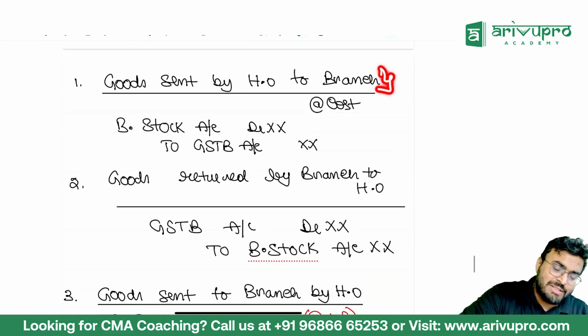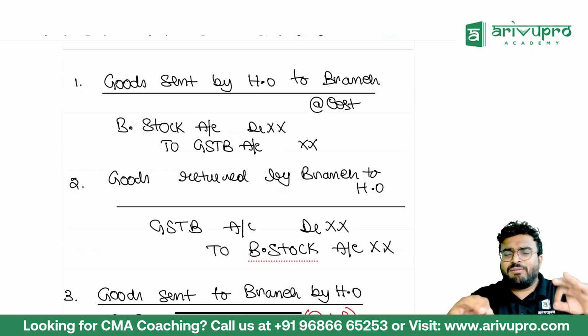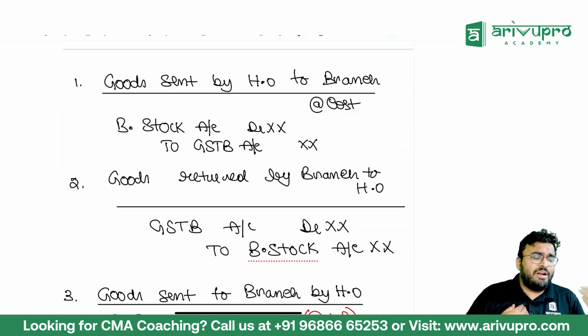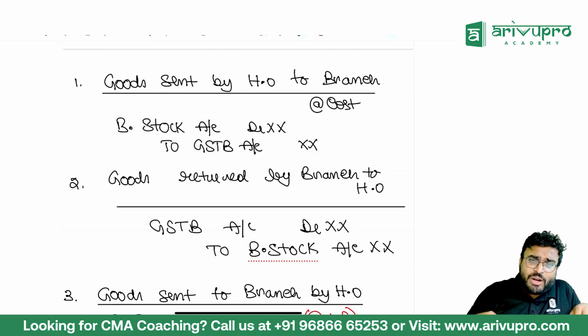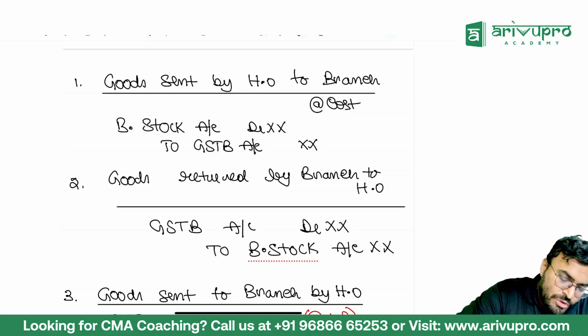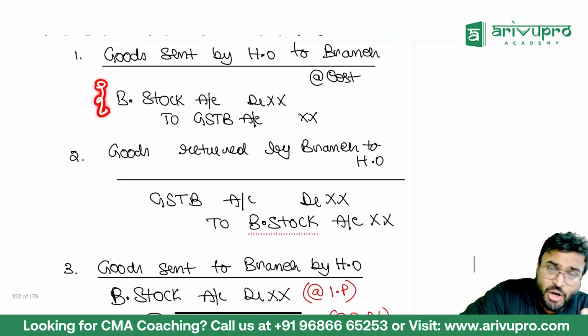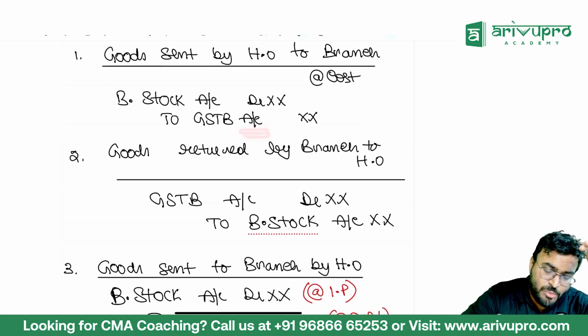Now, when goods are sent by head office to branch, everything will be recorded. The tip is everything will be recorded. In the debtors method, we record only transactions between head office and branch. Here we are going to record all the branch transactions, but who is going to record it? Head office. Goods sent by head office to branch: you're going to pass the entry. Branch stock increases, so branch stock account debited to goods sent to branch.